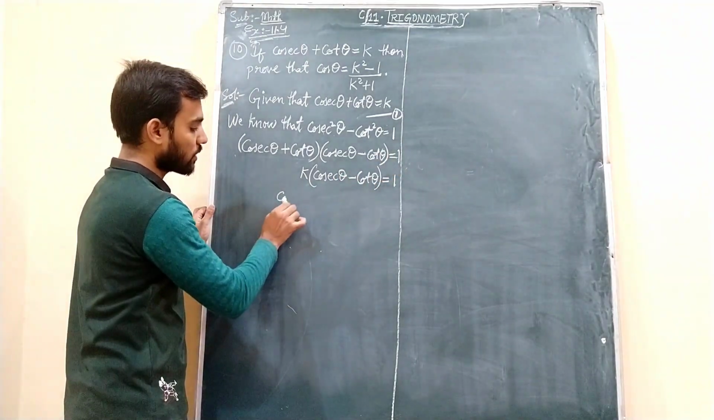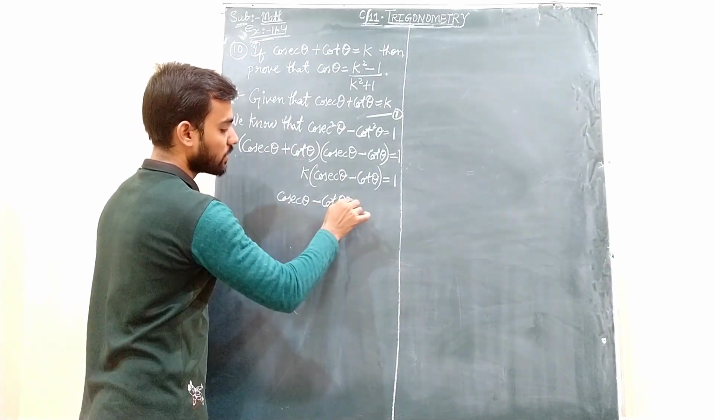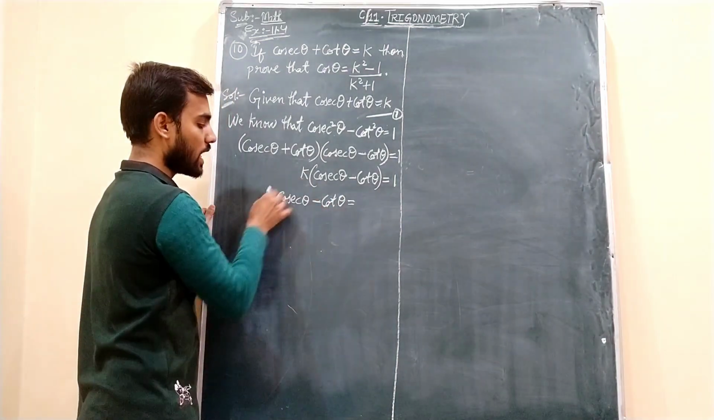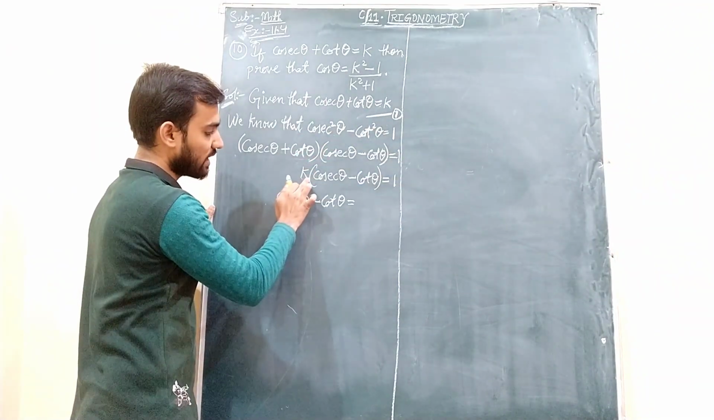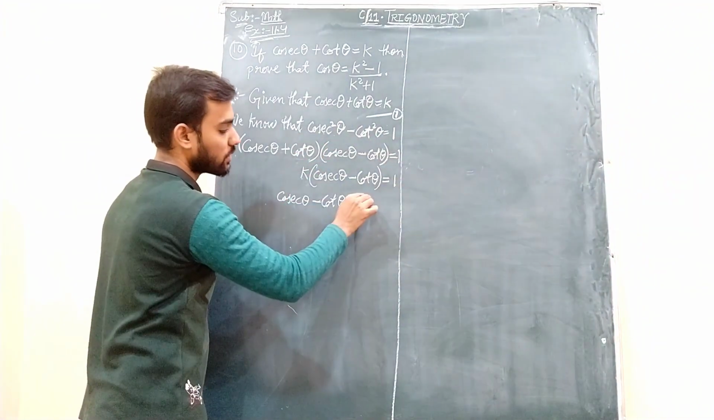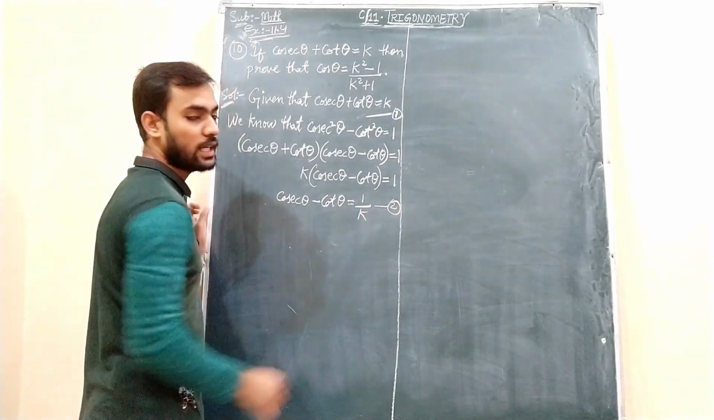Now in the next step, cosecant theta minus cot theta is equal to, this k I have not written here, which means I am going to transpose it towards the right-hand side. So it is in multiplication. After transposing it goes into division. 1 by k we need to write. This needs to be taken as the second equation.